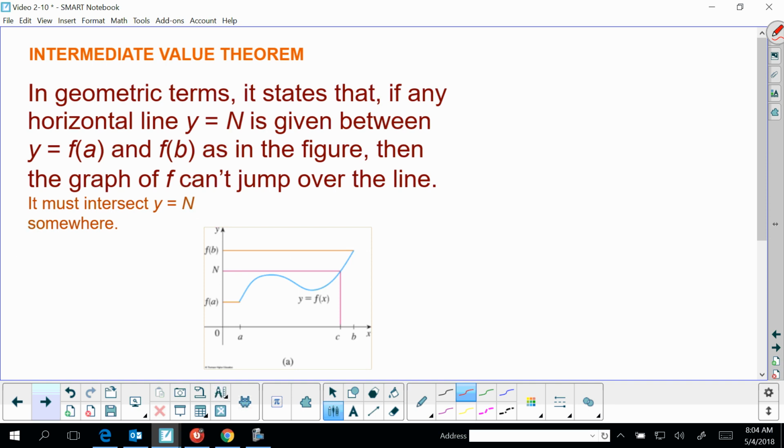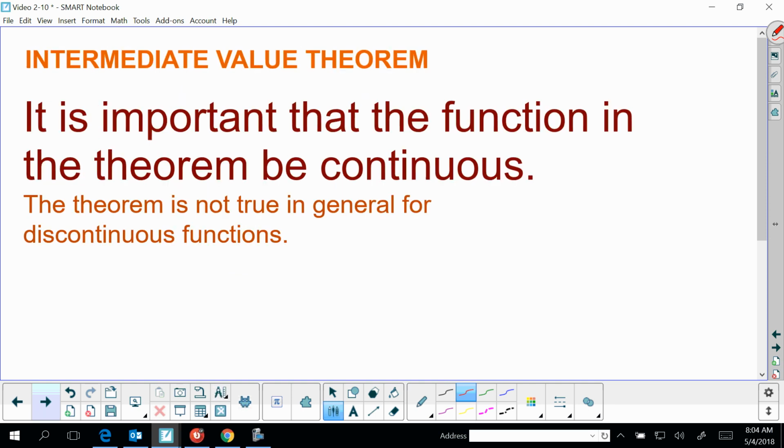And that's basically the same picture there. The reason it has to be continuous is that if it's not continuous, you could have a jump that jumps over that y value, or maybe there'd be a hole at that y value, and then you're not guaranteed that it hits the y value. So that's why we must have continuity for that to be true. It is important that it is continuous.